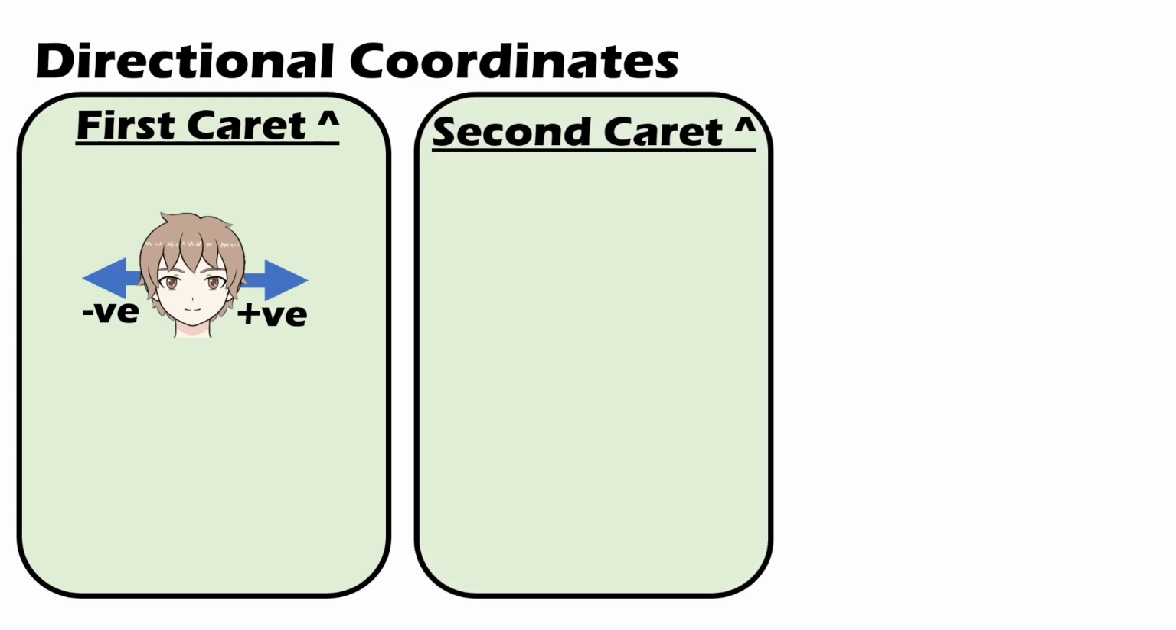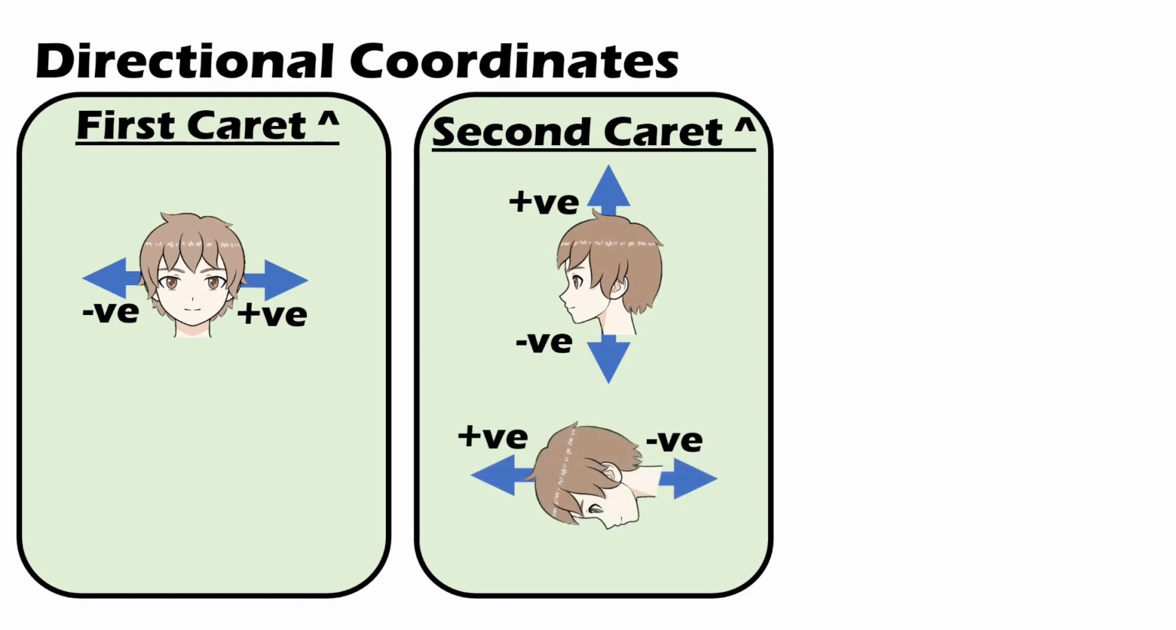Okay, so the positive direction is left from your head, and the negative is right from your head. The second caret is about the top and bottom of your head. So the positive direction is typically upwards if you're looking straight ahead, and negative is down towards the ground. But actually, if you're looking downwards or upwards, then that changes. It's still positive is the direction the top of your head is facing, and negative is the way the bottom of your head is facing.